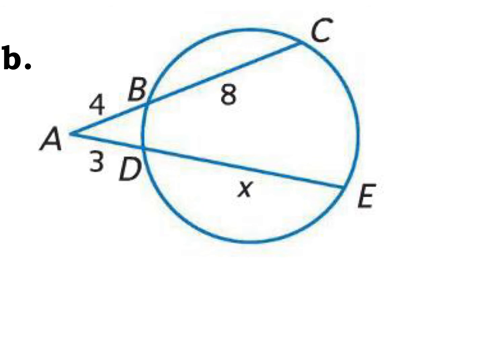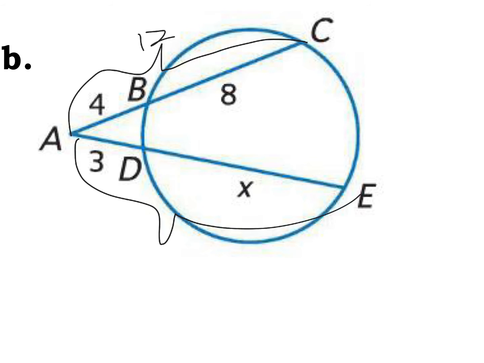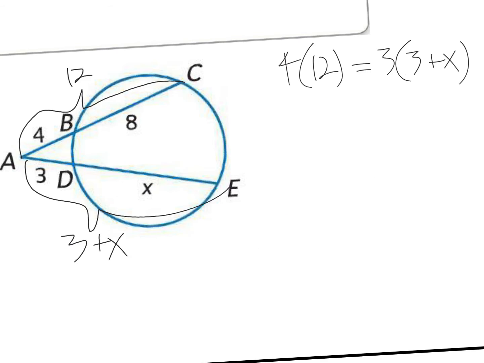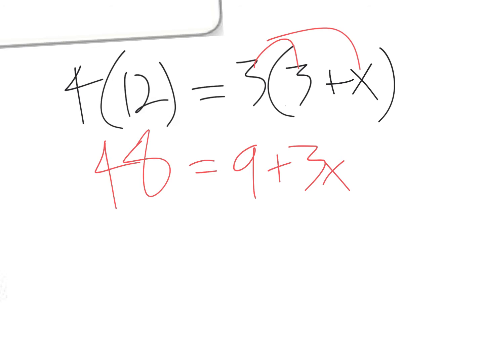So let's do another example like that. Here I have 4 and 8, so 4 plus 8 is going to be 12. And then here I have 3 and x, so you're just going to write 3 plus x. Okay, so here I have it set up. 4 times 12 equals 3 times 3 plus x. So let's multiply, aka distribute. So 4 times 12 is 48. 3 times 3 plus x will make 9 plus 3x.